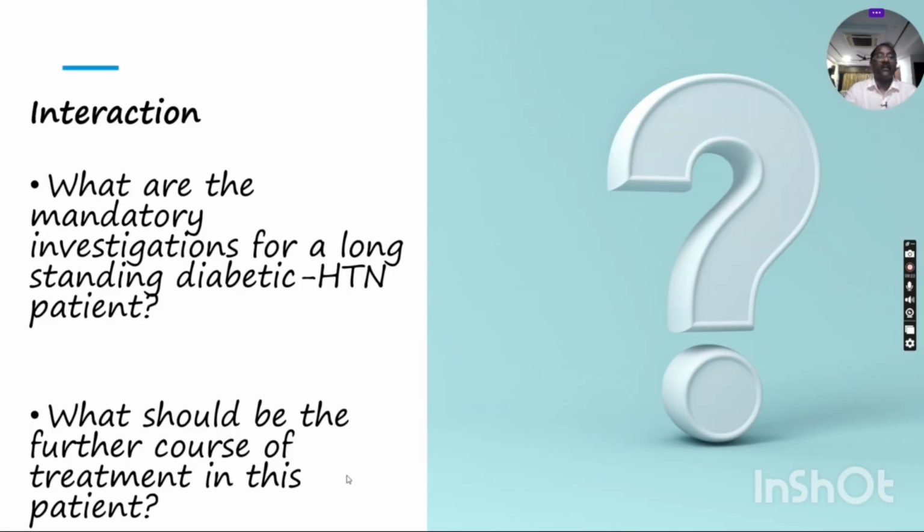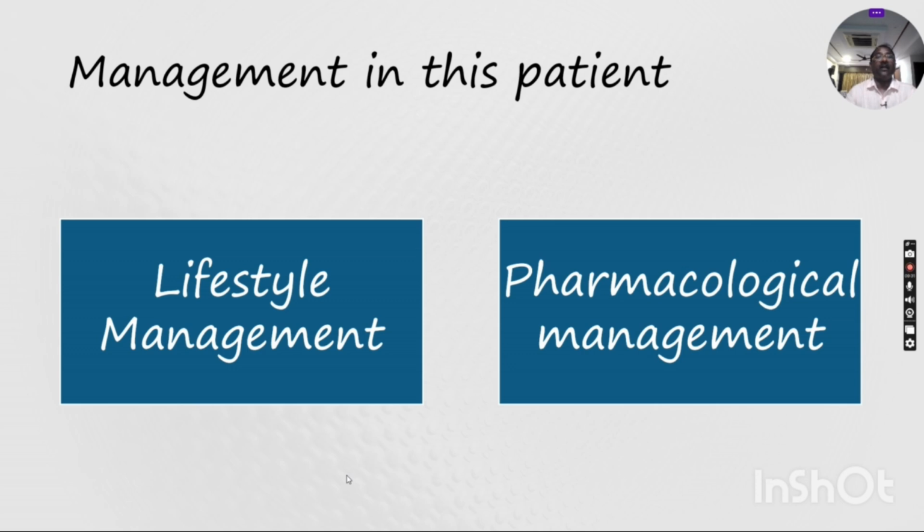So what are the mandatory investigations for a long-standing diabetic hypertensive patient? What should be the further course of treatment in this patient? A lot of investigations are needed. And coming to the management in this patient: lifestyle management and pharmacological management.